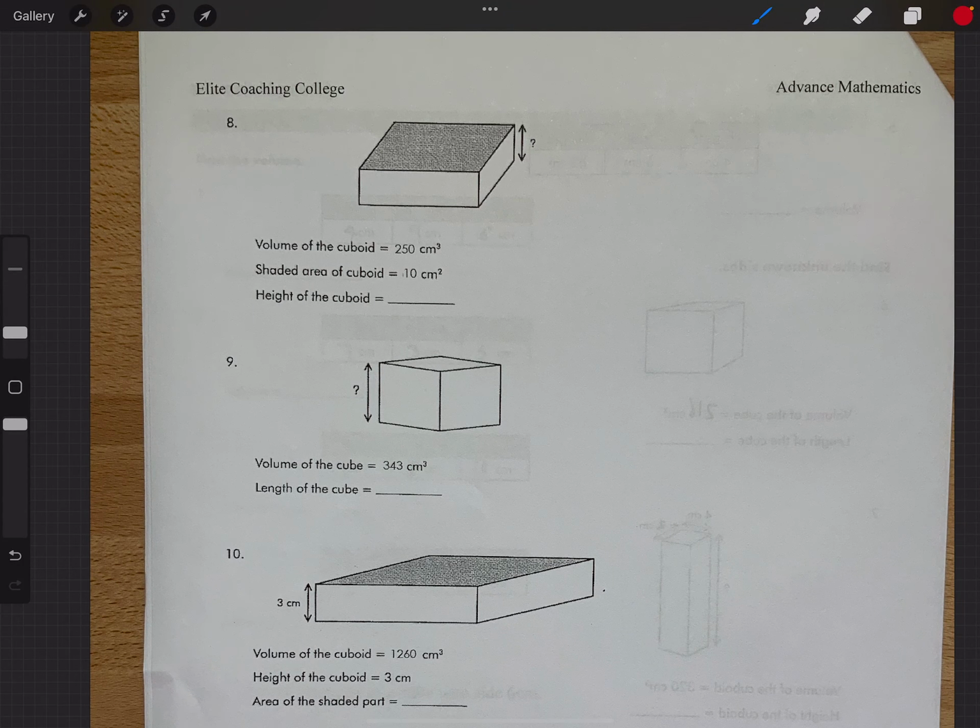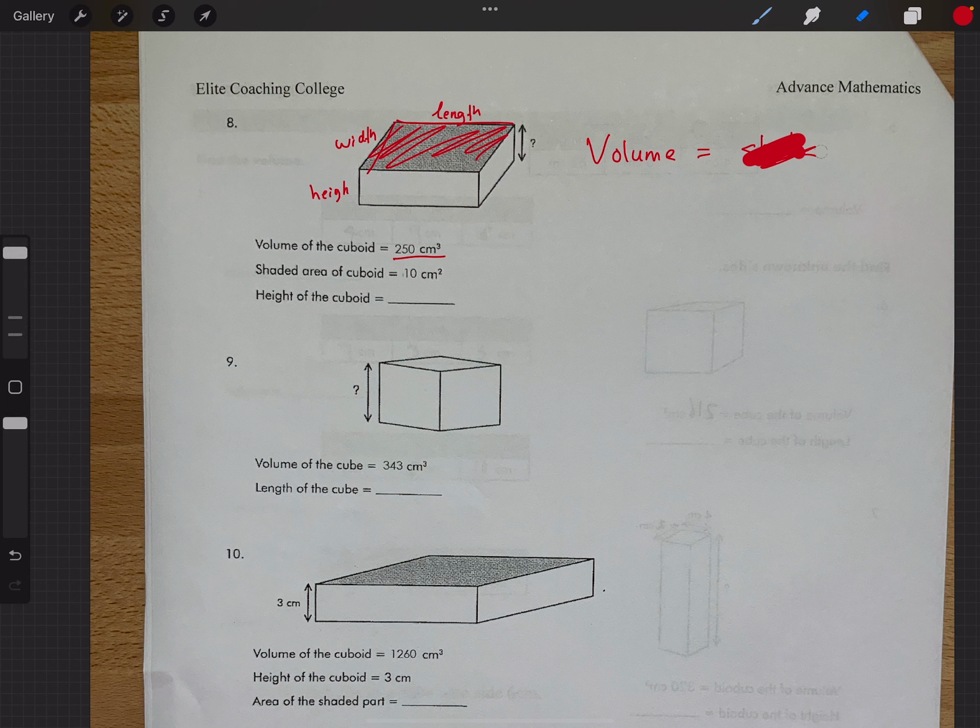Question 8. The volume of this rectangular prism is 250 centimeters cubed. Shaded area is equal to 10. So when we want to find the volume of this, we have to multiply the length and the width and the height. Now when you multiply the length and the width, you're going to get this area. So that means the volume is equal to the shaded area.